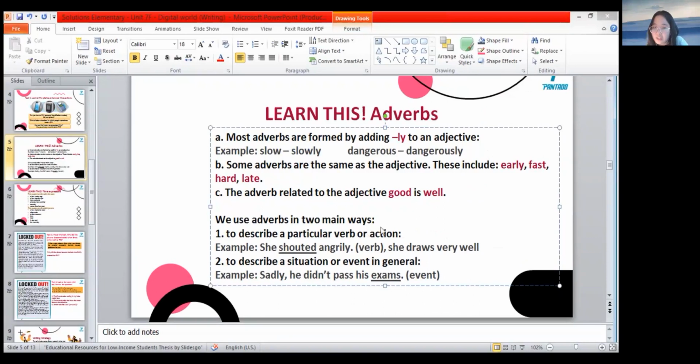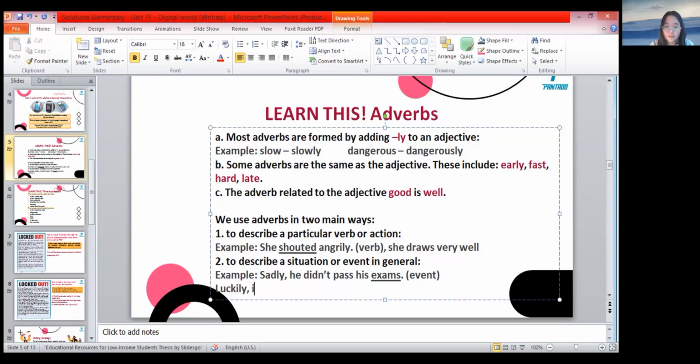And the second situation is to describe a situation or an event in general. For example, sadly, he didn't pass the exams. Or luckily, I passed the exam. Or unluckily, I didn't pass the exam. Okay, for example, it is an event. We're gonna put the adverb in front of the sentence, like luckily I passed the exam.